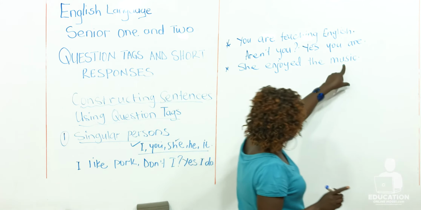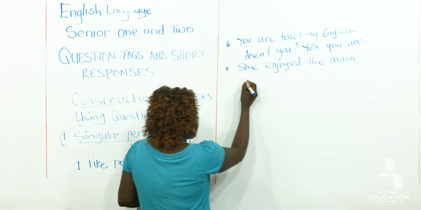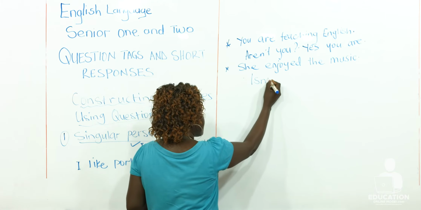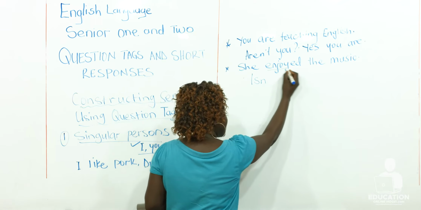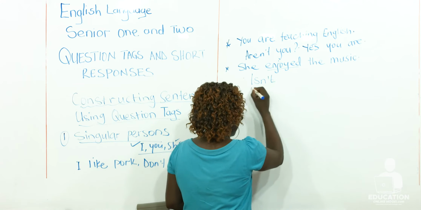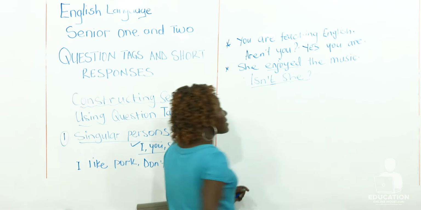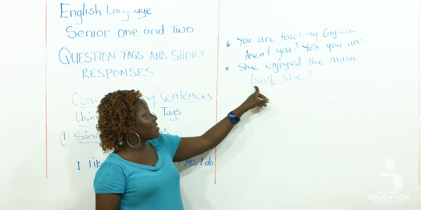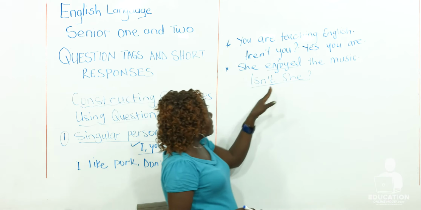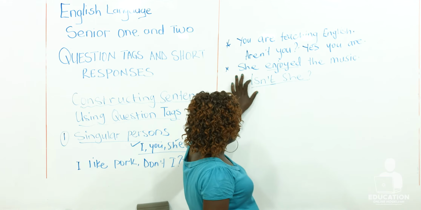She enjoyed the music. Now the tag must be negative in this way. Now you will come down here and say, "isn't she?" And because this one is already past, you will not use this "isn't she." This one you will condemn. "Isn't she" will be wrong. So you will condemn this, and what should you substitute with? Because "enjoy" is already in the past, it will turn into a past form.